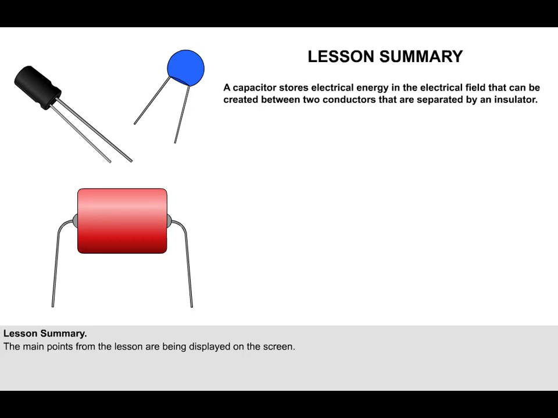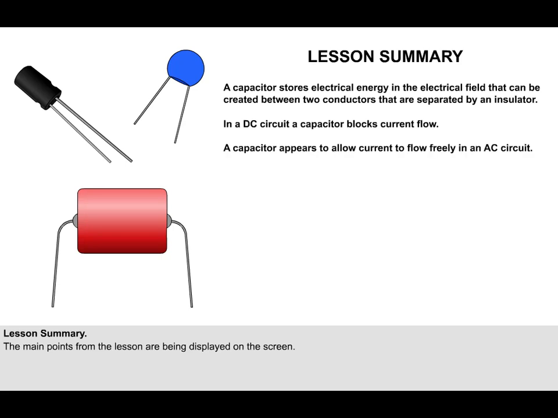A capacitor is a device that stores electrical energy in the electrical field that can be created between two conductors that are separated by an insulator. In a DC circuit, apart from the initial charging current, a capacitor blocks current flow. A capacitor appears to allow current to flow freely in an AC circuit. The units of capacitance are the farad, the microfarad, the nanofarad, and the picofarad.